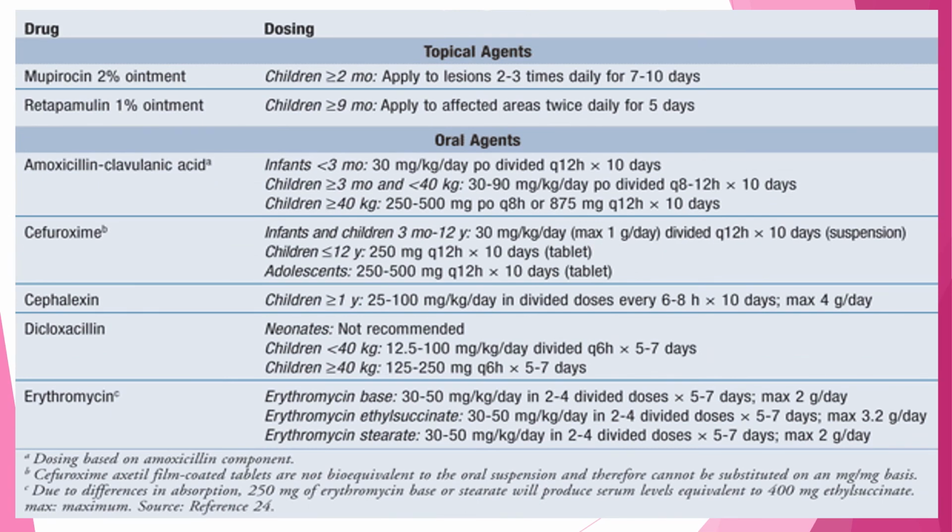As for the drugs used to treat impetigo, for topical treatment, mupirocin 2% ointment can be used for 7 to 10 days. And for systemic treatment, we can use amoxicillin-clavulanic acid, cefuroxime, cephalexin, and other drugs.